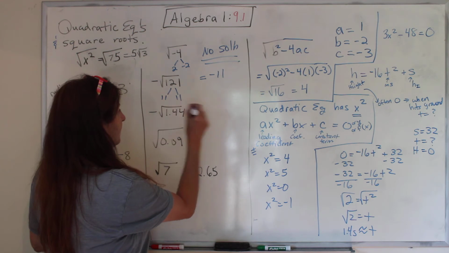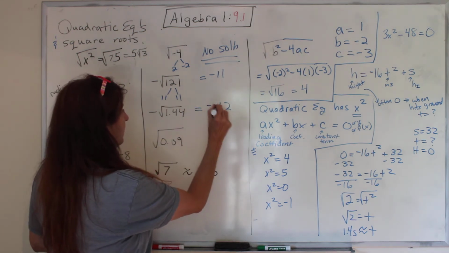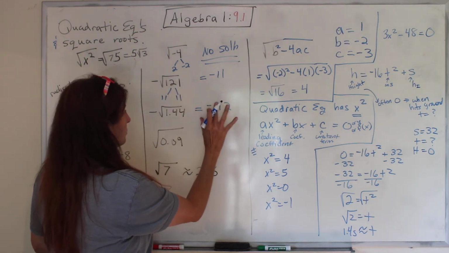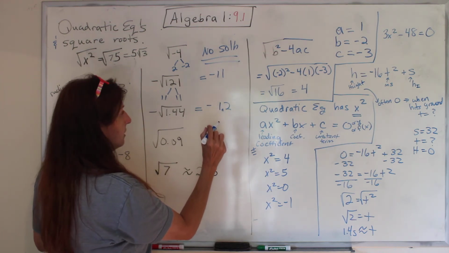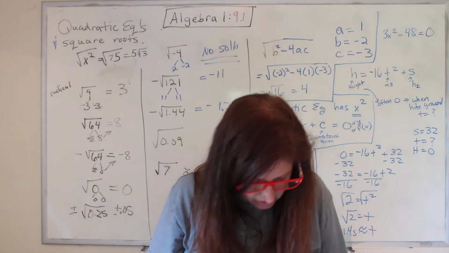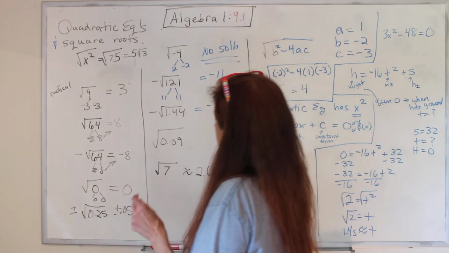So, but they have a negative on the outside, so it is negative, and I think it's 1.2? I'd have to do this one on my calculator to make sure. Maybe it's 1.2. I'll cheat and look in the book. Let's see what it is. 144, I was right, 1.2.